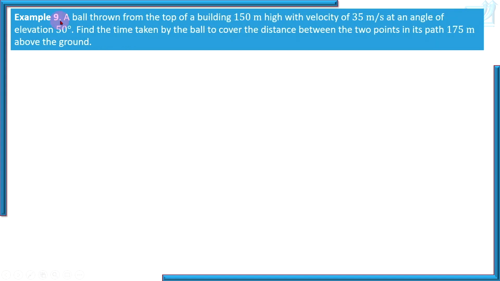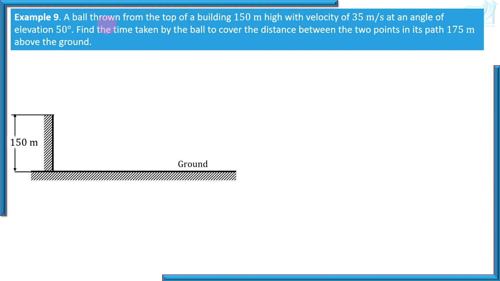Read this problem. A ball is thrown from the top of a building 150 meters high with velocity 35 meters per second at an angle of elevation 50 degrees. Find the time taken by the ball to cover the distance between 2 points in its path 175 meters above the ground. Again, time is involved. We are going to use horizontal and vertical equations of motion. Simple, straightforward problem. Just visualize.